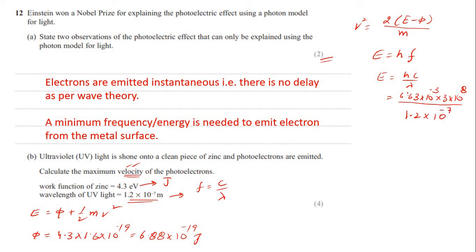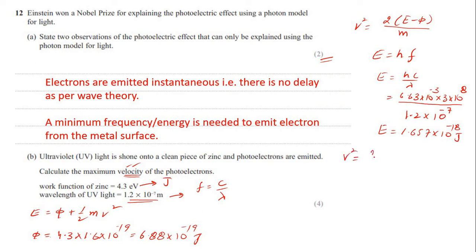And then when you solve this, you have energy E is equal to 1.657 into 10 to the power minus 18 joule. And indeed, E has to be greater than phi. Phi is 6.9 times 10 to the power minus 19. Now you can find velocity after substituting here.